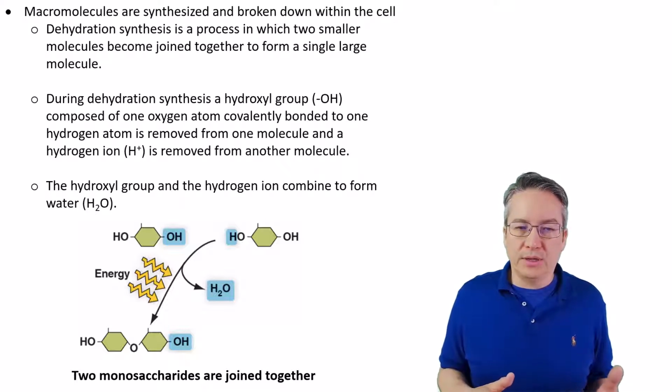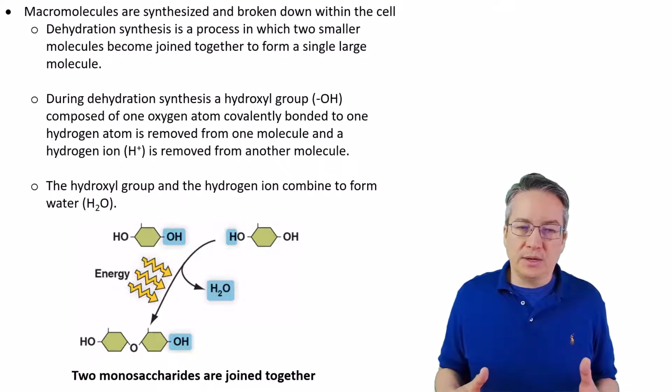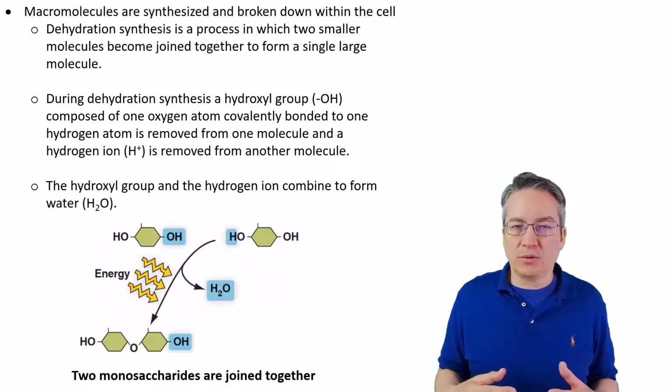So we have two smaller monomers. One has OH, or a hydroxyl group. The other has H, and those come off, and of course two hydrogens and one oxygen make water. In the process we now have a covalent bond between the two monomers. And so we've synthesized, meaning we put together the two smaller subunits to make a larger molecule.